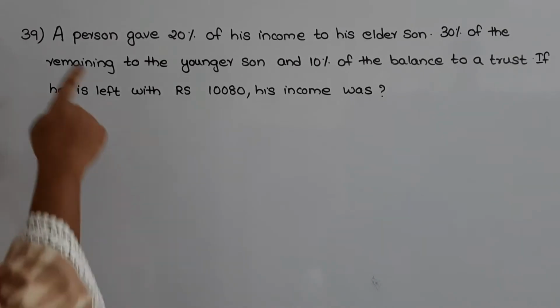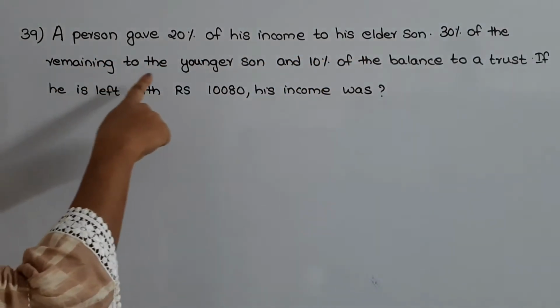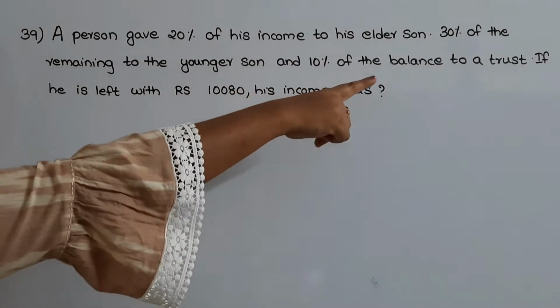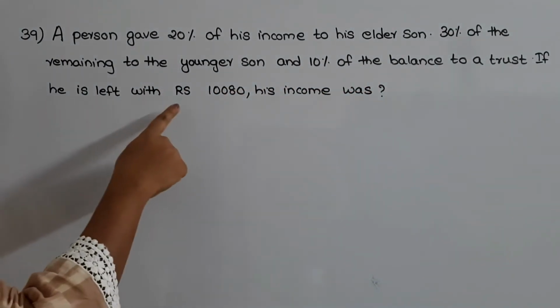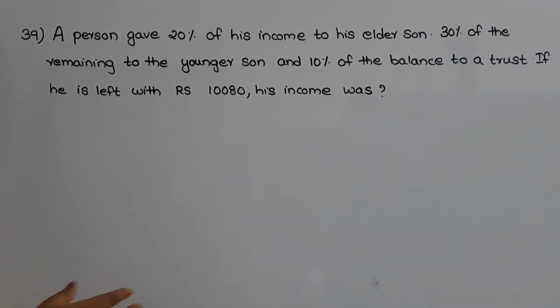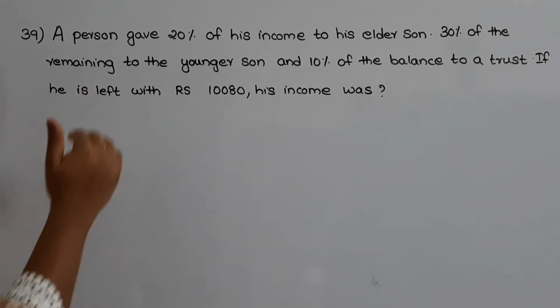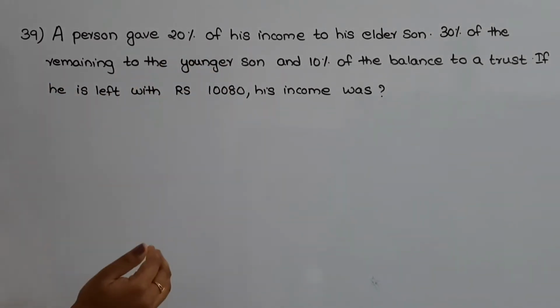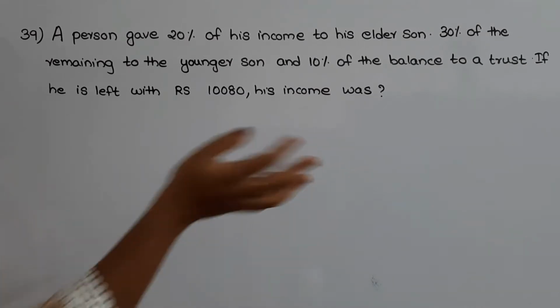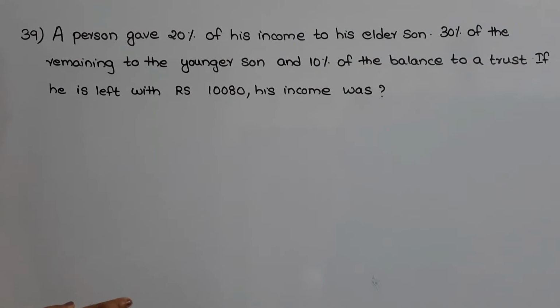The next question is: a person gave 20% of his income to his elder son, 30% of the remaining to the younger son, and 10% of the balance to a trust. If he is left with rupees 10,080, his income was? So in this question they are telling that a person gave 20% of his salary to the elder son, then 30% of the remaining to the younger son, then 10% of the remaining to a trust, and he is left with rupees 10,080. We need to find out his income.